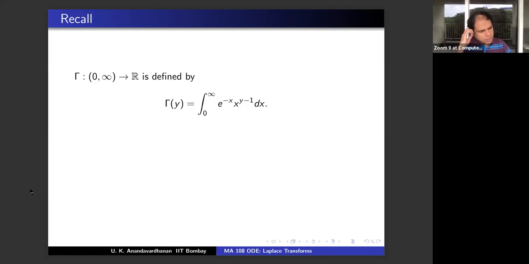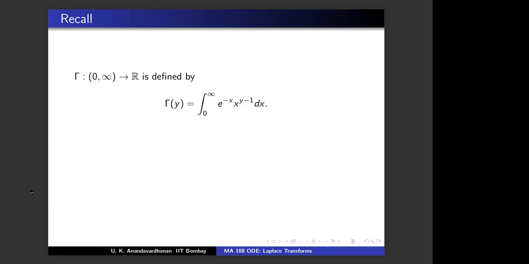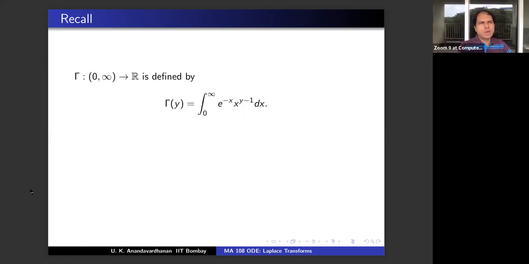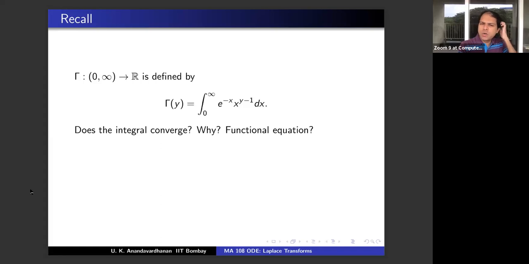0 to 1 and 1 to infinity. In 1 to infinity also, you are actually dividing it into 1 to some large number and that large number to infinity. But basically the idea was 0 to 1 and 1 to infinity. Using that we did the convergence. And then we had a functional equation.